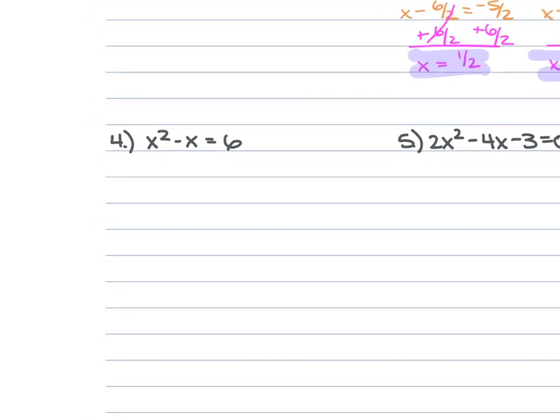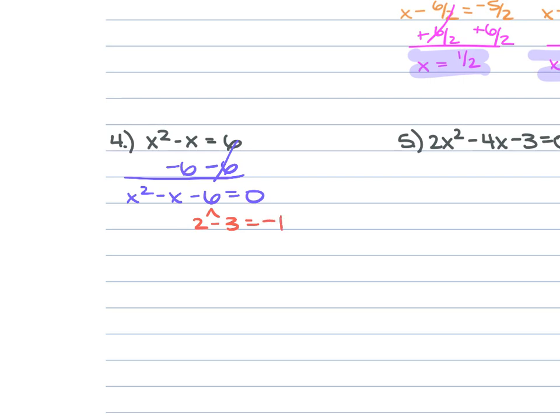For 4, we have x squared minus x is equal to 6. With this one, I want to move the 6 over, so I'm going to subtract it from each side to get x squared minus x minus 6 is equal to 0. My factors of 6 are 2 and negative 3 that add up to be that negative 1.